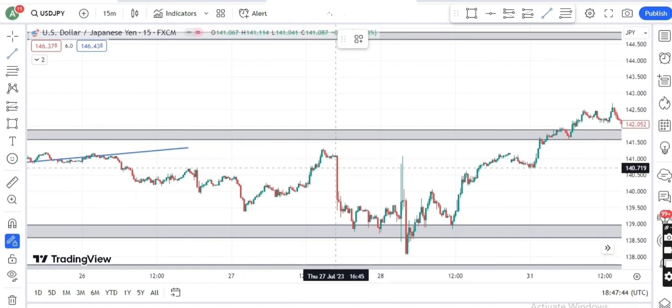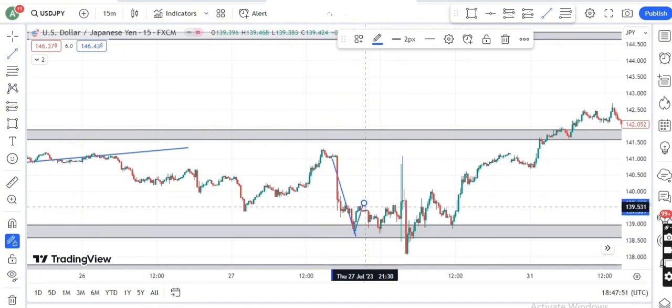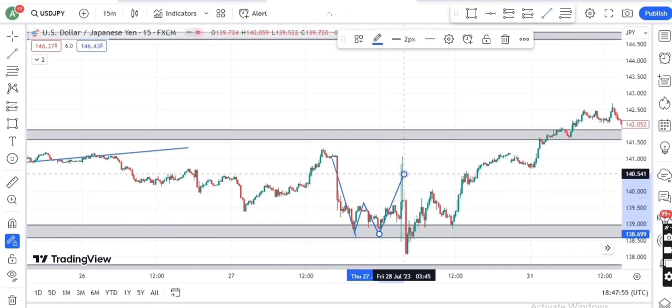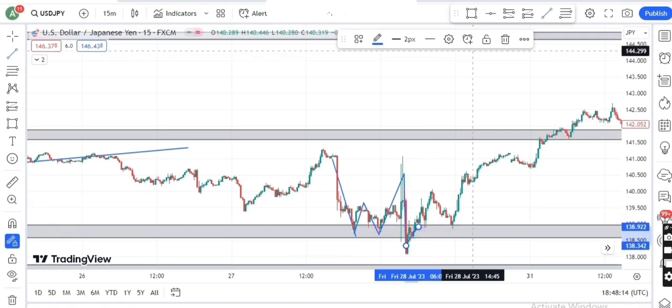So the market came to this level, it went up. Okay, so it came back again, it went up the second time, it came back the third time again. So I think this is the perfect time for you to enter your trades.